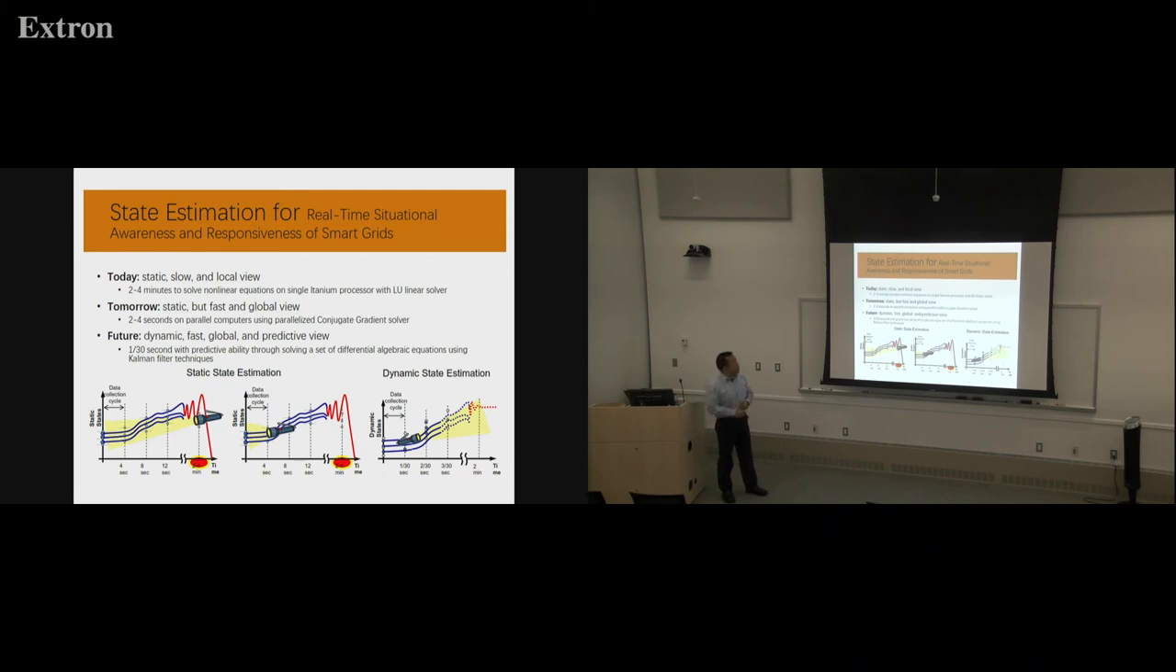However, in the future, because the real-time data we get from the PMU sensors comes at 1 over 30 seconds, it's very fast. But how can you utilize this very fast data, because the slow side is our algorithm side? So how do you utilize this fast data? We try to use the Kalman filter techniques to make predictions on the differential algebraic equations.